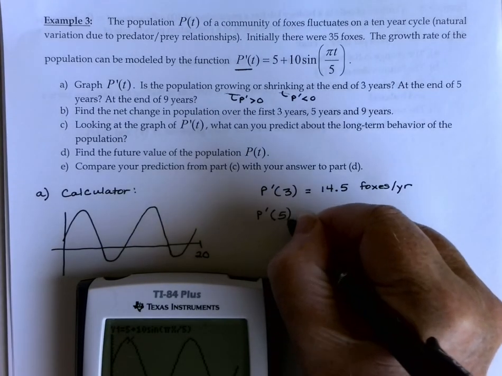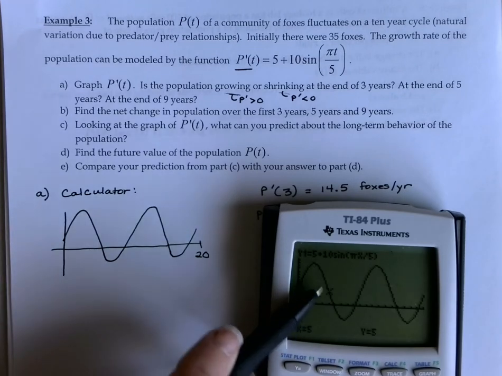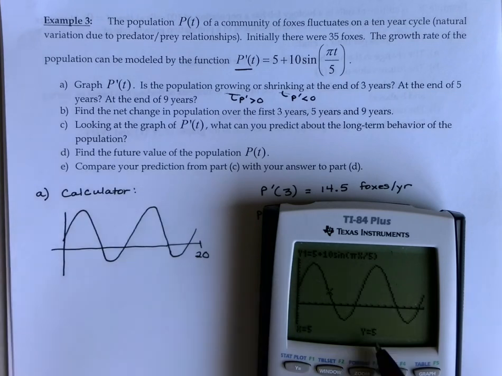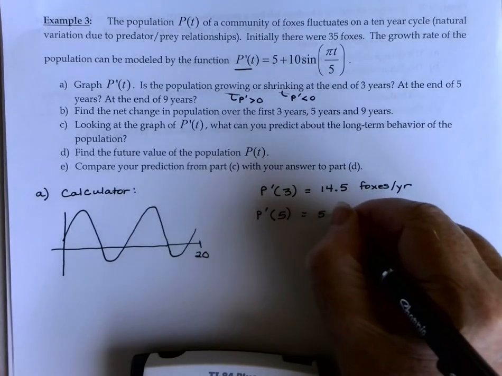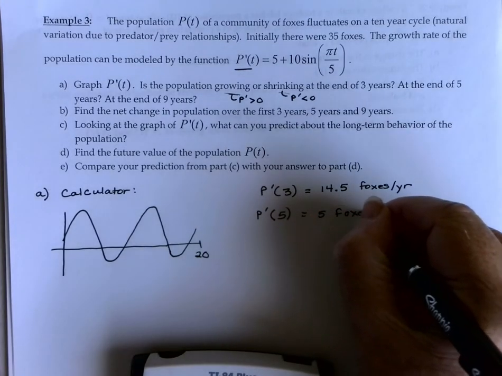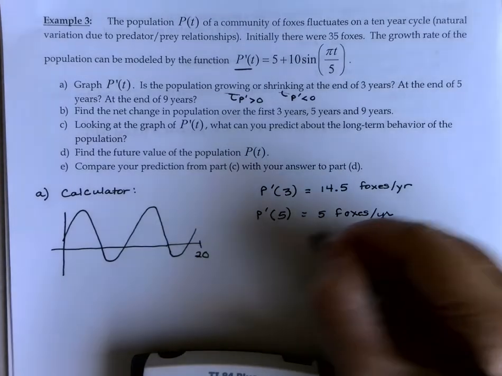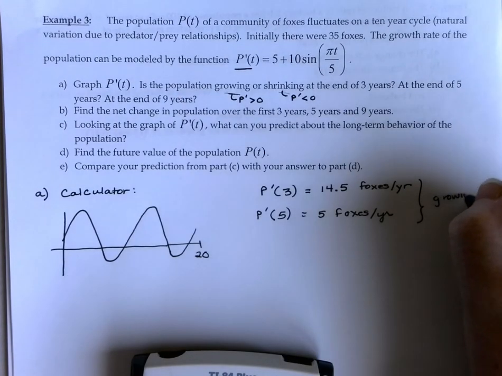What about the 5-year mark? The 5-year mark, we're here. Notice our P prime is still positive. We're still on the top here. In fact, it's exactly 5. So after 5 years, the population is growing by 5 foxes per year. And so in both of these cases, the population is growing.